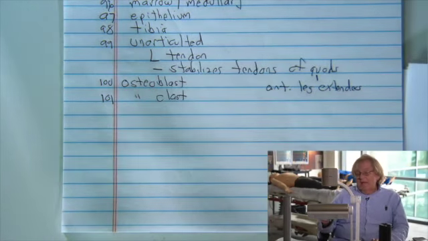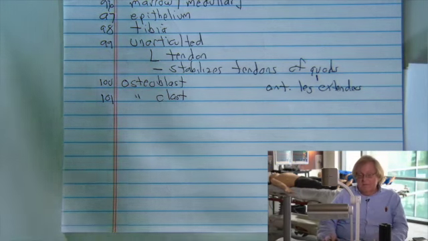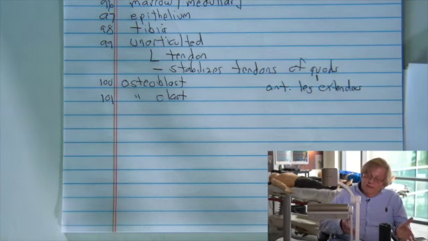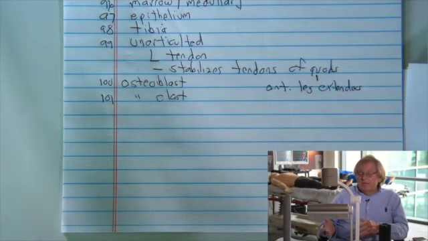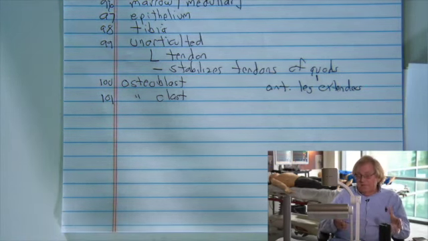Osteoclasts eat away at osteocytes, and they raise my serum calcium. But when I eat away an osteocyte, I develop osteoporosis or osteopenia. So that's why it's so significant.